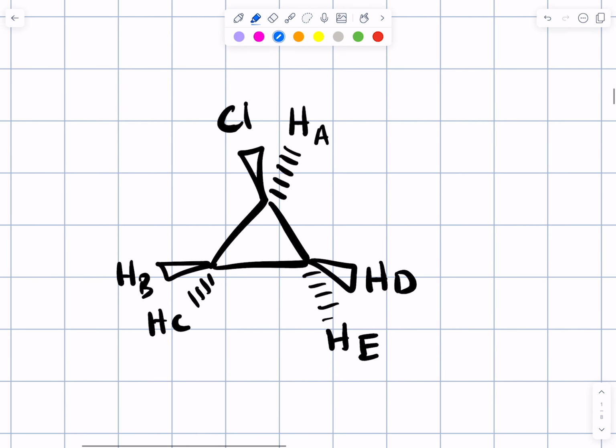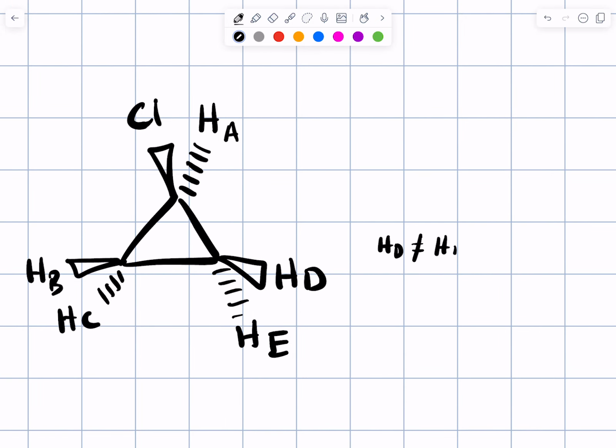How about cyclopropane, where we replace one of the protons with a chloro group? What does that do? Well, once that chloro group is there, protons D and E are no longer identical to each other. D is cis to the chloro group, but E is trans to the chloro group. So D and E on the cyclopropane ring are diastereotopic. They are distinct, and you would expect to see different NMR signals for D and E. So I'm going to use different colors for D and E.